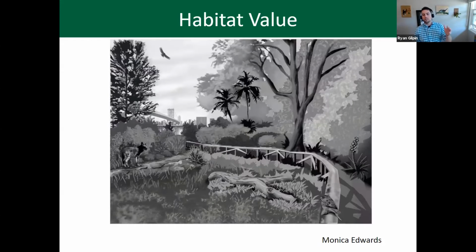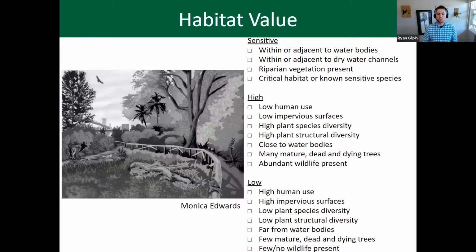What might be a little less clear is if we come up to our work site and it looks something like this. So maybe it's a park in the edge of an urban area that's managed for wildlife habitat, something along those lines. And so then again, we pull up our checklist and we start going through it and we say, well, it seems like there's pretty low impervious surfaces, there's pretty high plant species diversity, pretty high plant structural diversity, right? A lot of grasses and shrubs and trees.